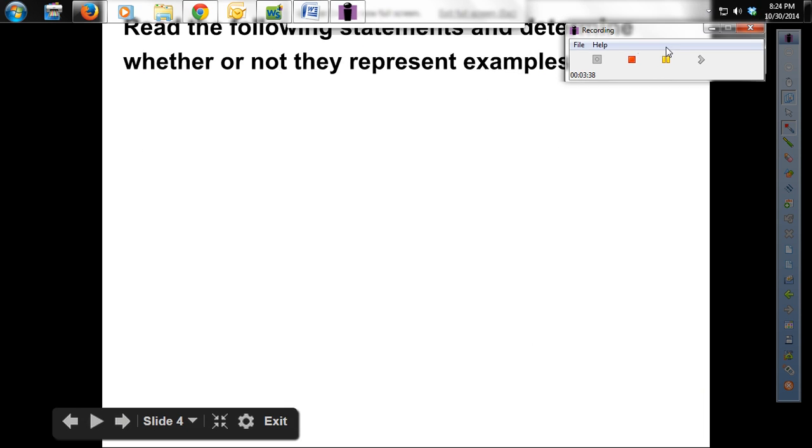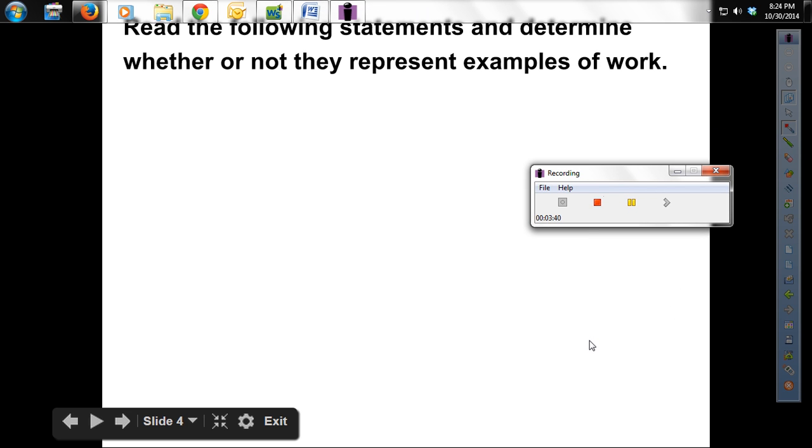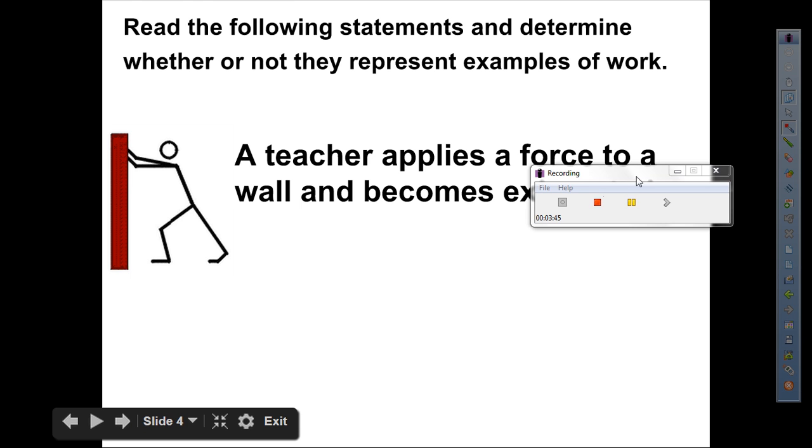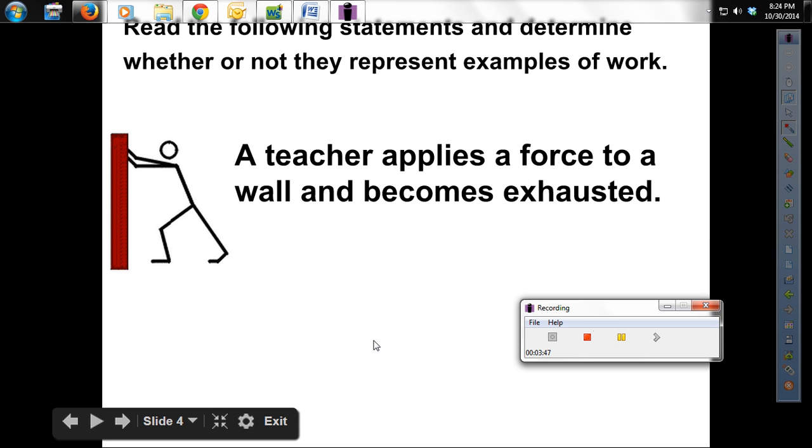Alright. It says read the following statements and determine whether or not they represent examples of work. So a teacher applies a force to a wall and becomes exhausted. Force is applied, no movement occurs, so no work is done.